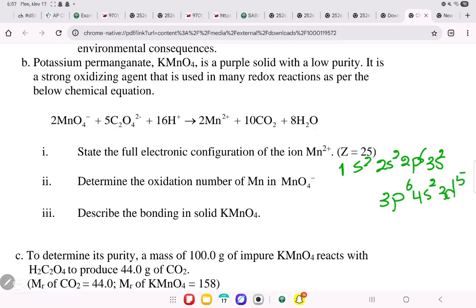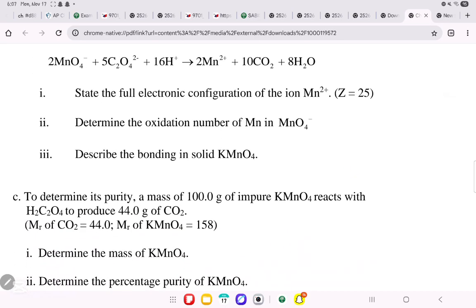But now, because we remove 2 electrons, we always remove it from where? From the s orbital, okay, whenever we have a d. So 1s2, 2s2, 2p6, 3s2, 3p6, and 3d5. That's my final answer.